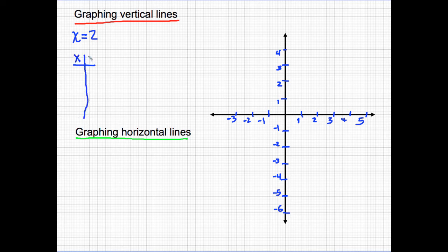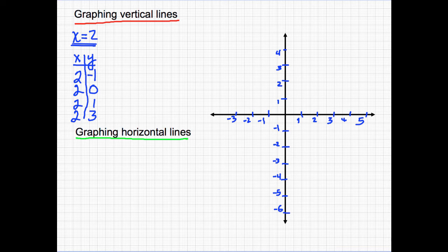So here's x, here's y. x equals 2 in every row. This says that x always equals 2. If x equals 2, y could equal negative 1. If x equals 2, y could equal 0. If x equals 2, y could equal 1. If x equals 2, y could equal 3. All of these are possible points. This equation tells us that the x-coordinate is always 2, but the y could be anything.